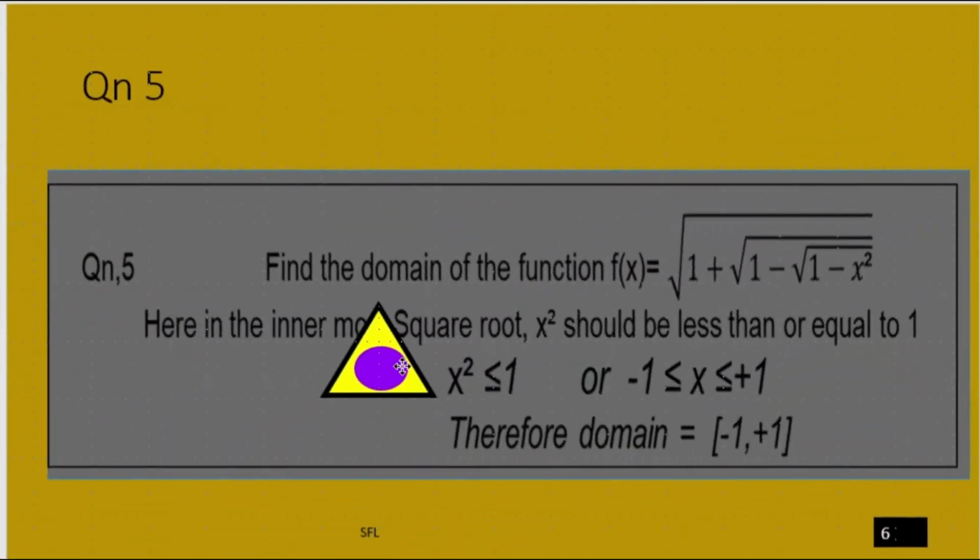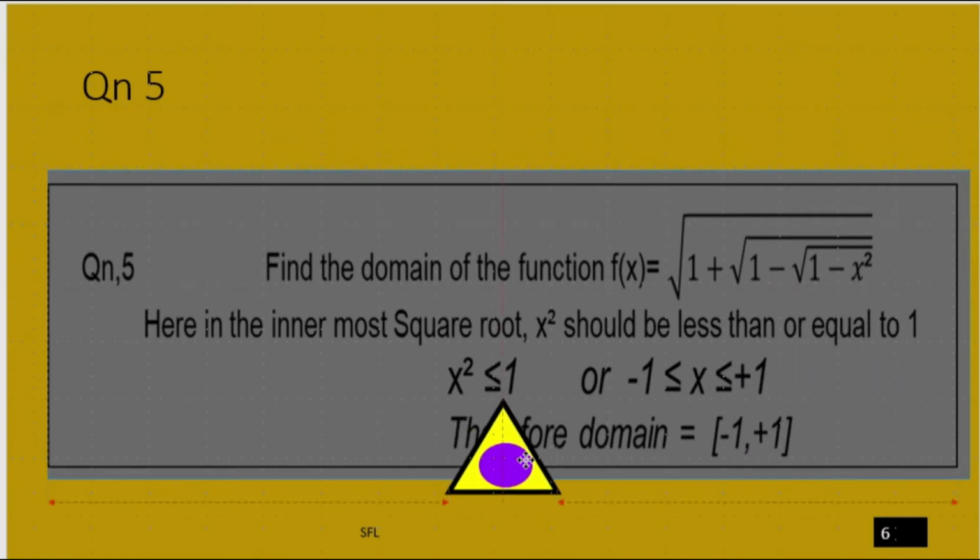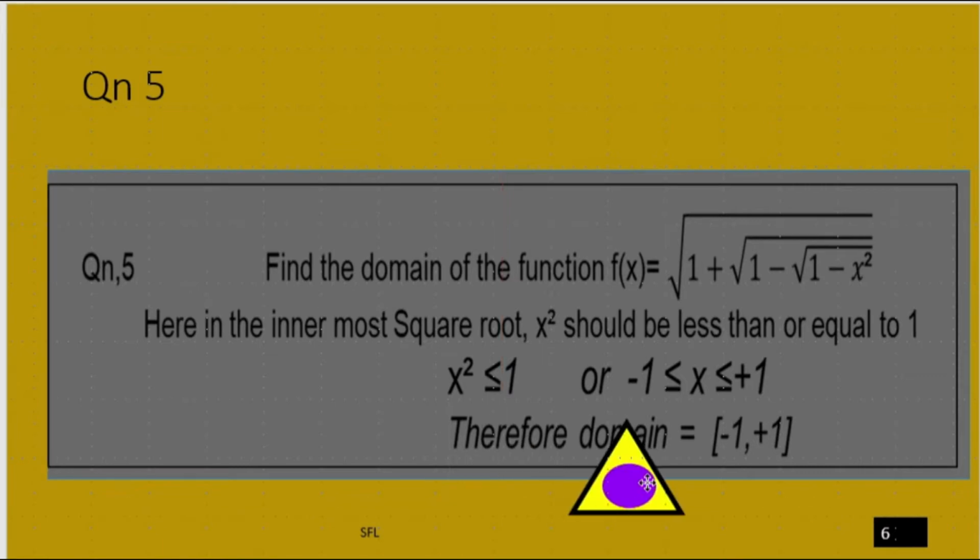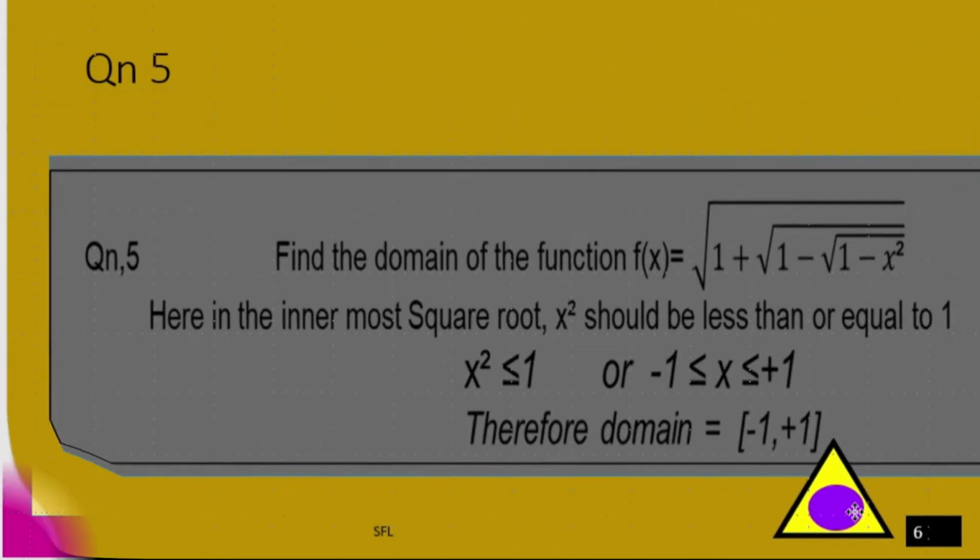Question number 5. Find the domain of the function f(x) = √(1 + √(1 − √(1 − x²))). Here in the innermost square root, x² should be less than or equal to 1. Therefore, x² should be less than or equal to 1, or −1 ≤ x ≤ +1. Therefore, domain is the interval [−1, 1] shown within square brackets.